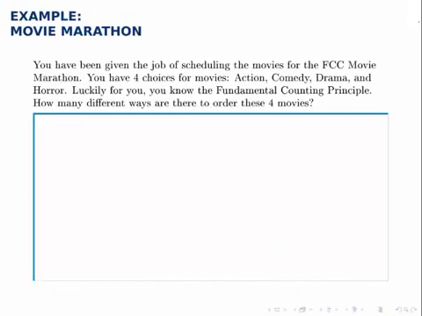You've been given the job of scheduling the movies for the FCC Movie Marathon. You have 4 choices for movies: an action movie, a comedy movie, a drama, and a horror. Luckily for you, you know the fundamental counting principle. How many ways are there to order these 4 movies?